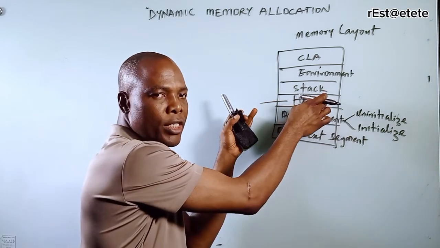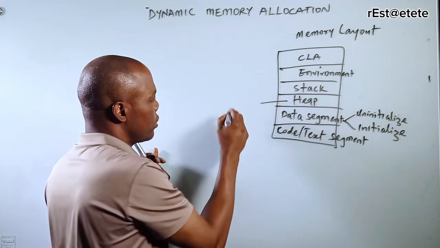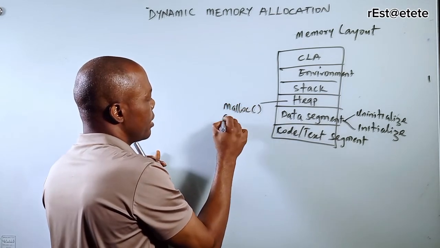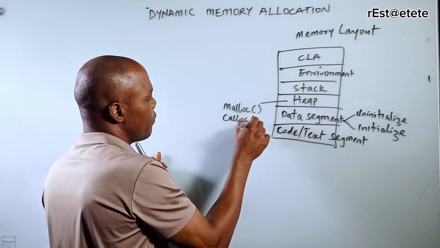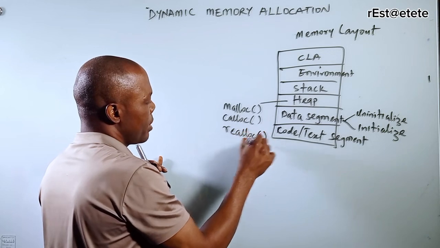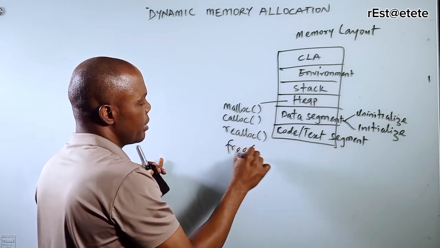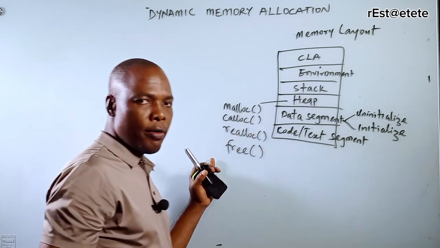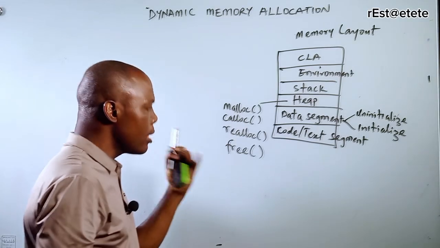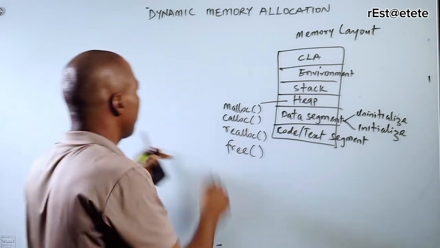Now, to manage this heap, we need 4 functions: malloc function, calloc function, realloc, and then we have the free function. So these are the 4 functions we are going to look at in the next few classes. Okay, the last class, I taught you something.